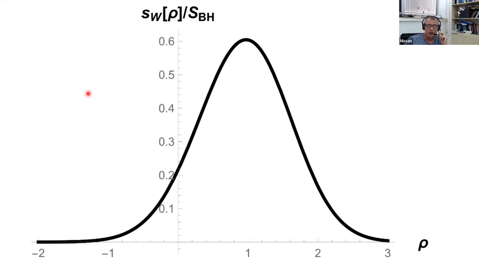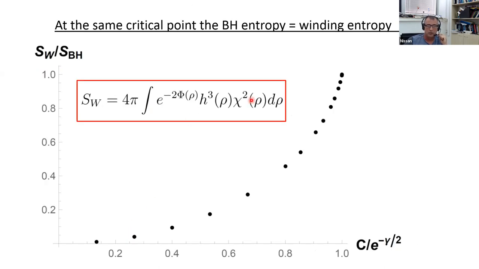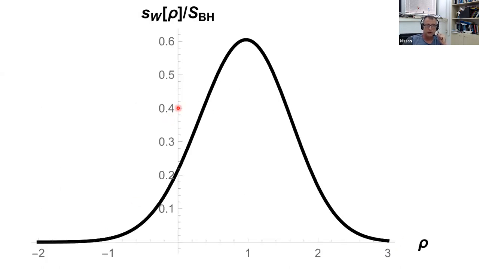This is the entropy density. If you look at this expression, the integrand, and you plot it, this is the way that it looks. Most of the entropy, as you can imagine, is at a distance of order one in string units from the place where there used to be a tip. Okay.